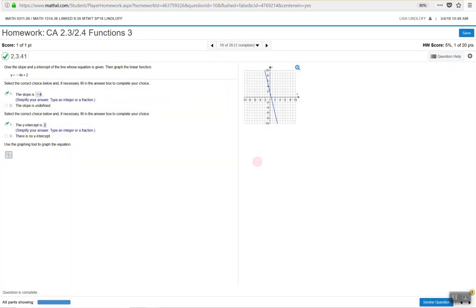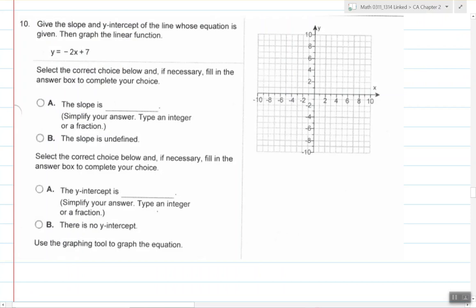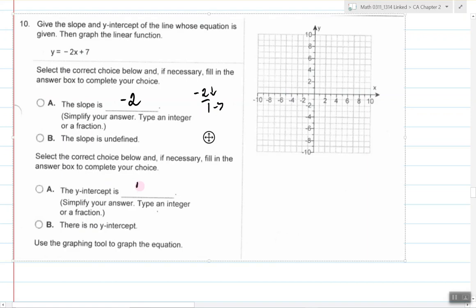All right, so I'm going to go back to my problem. If I wanted to very quickly do number 10, the slope is negative 2, which I will think of as negative 2 over 1, down 2, right 1, but I don't write that in MyMathLab. The y-intercept is 7.